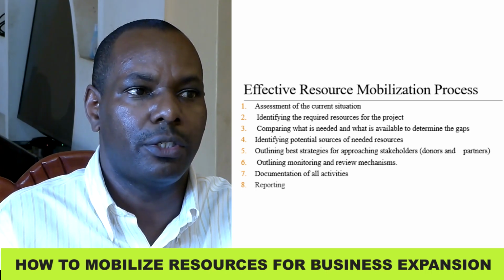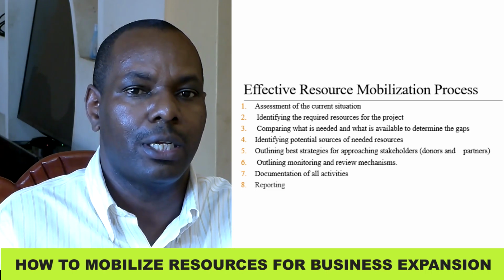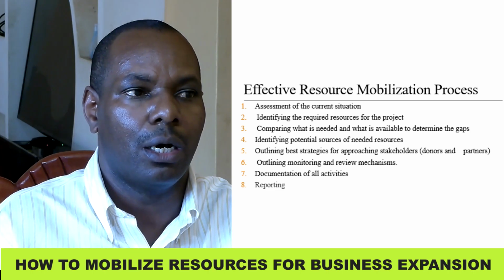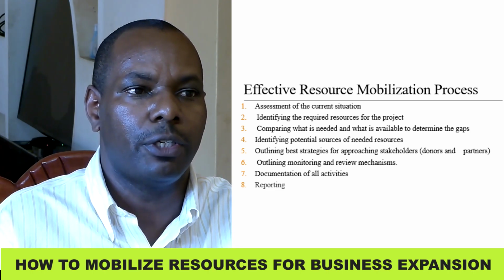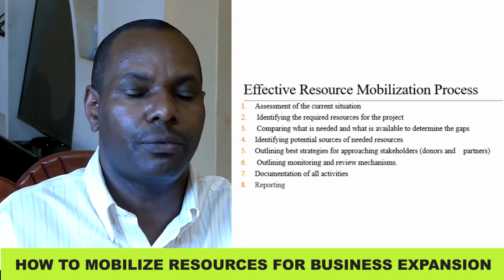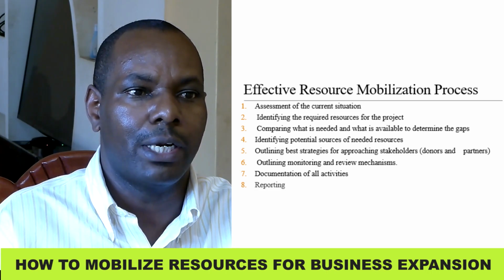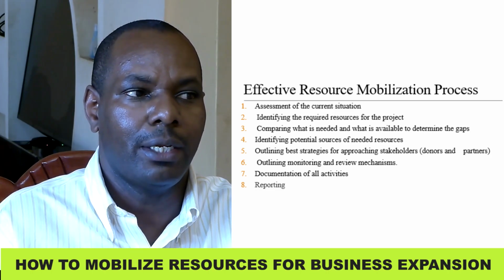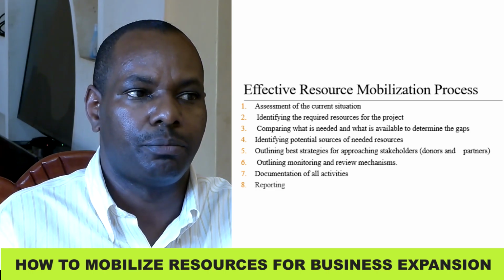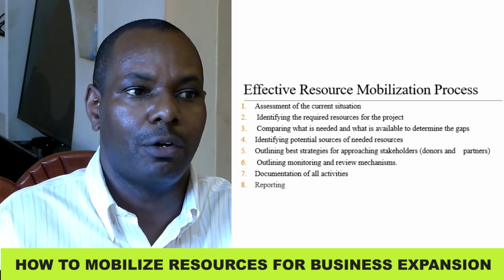Step 3, compare what is needed and what is available to determine the gap. So you need to do that. Stage 4, identify potential sources of needed resources. You can come up with a possible list of potential sources. Step 5, you can outline the best strategies for approaching stakeholders. These are the donors and partners you may want to approach to assist in financing your programs or projects. Step 6, outline the monitoring and review mechanism. How will you be monitoring and reviewing what you have done?